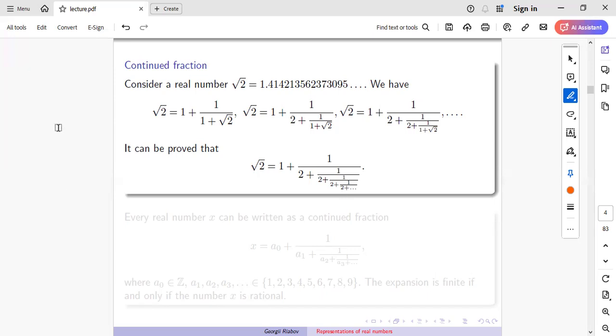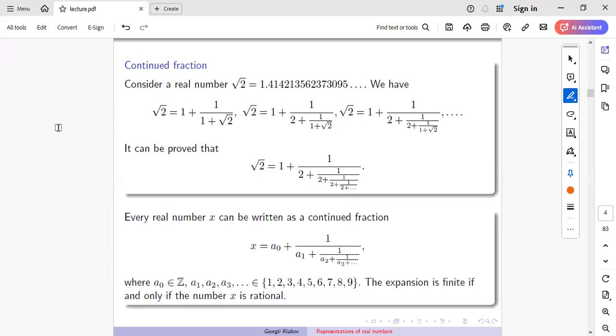This is a general fact. Every real number can be written as a continued fraction of the following form: some integer a0 plus, and we start the continued fraction, 1 over a1 plus 1 over a2 plus 1 over a3, and so on. And here, the numbers a1, a2, a3 are numbers from 1 to 9.